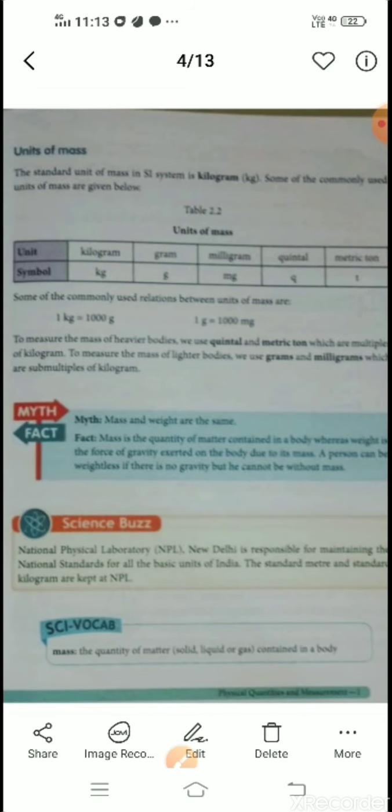So 1 kg is equal to 1000 grams, and 1 gram is equal to 1000 milligrams. Okay, so 1 kg is 1000 grams and 1 gram is 1000 milligrams.